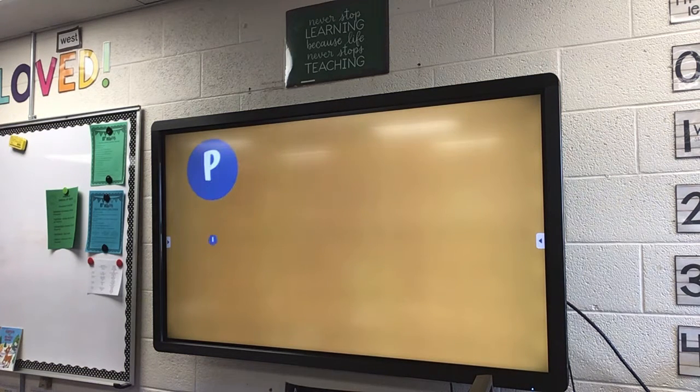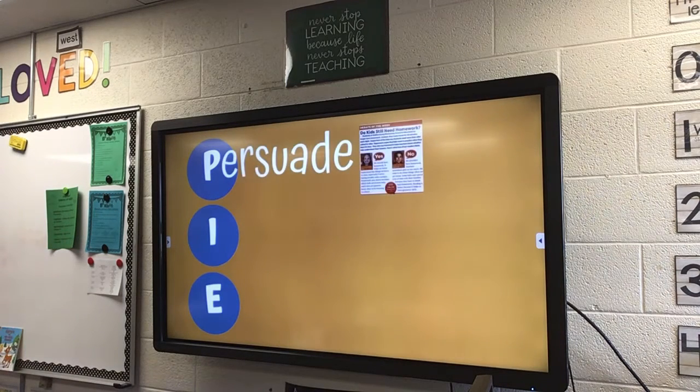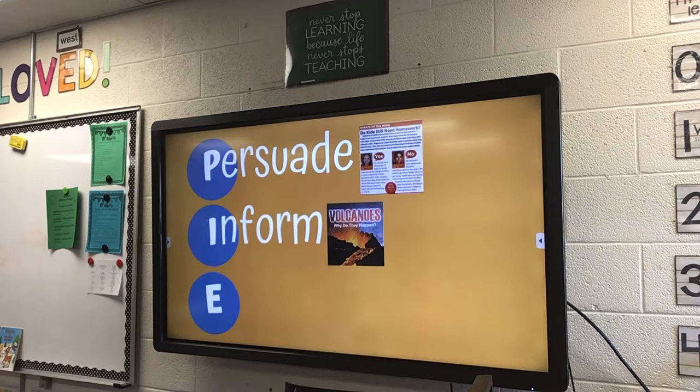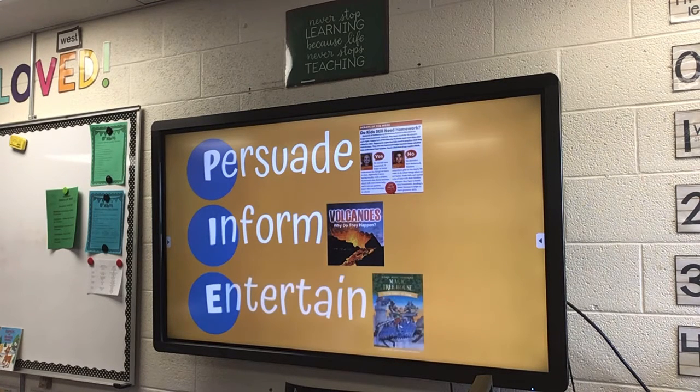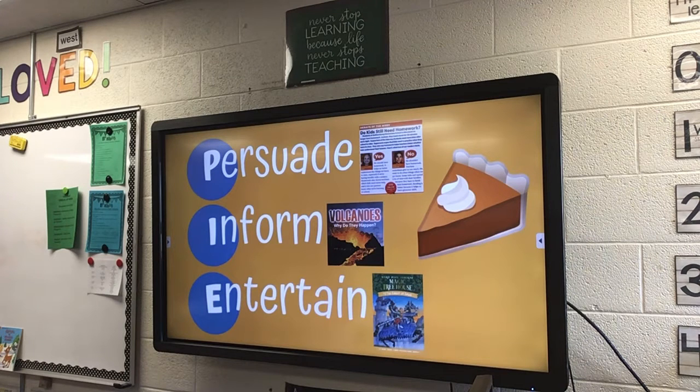The author's purpose is their reason for writing or creating a text. The purpose can be to persuade and get the reader to do or believe something. It can be to inform and teach about a topic, or the purpose can be to entertain the reader with a story. If you forget, just think about pie. P-I-E. Persuade, inform, entertain.